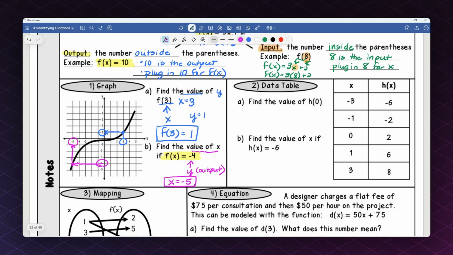It's just written in function notation. The concept isn't really hard, but when they put it in that fancy style notation, it can throw you. So let's look at this one here.